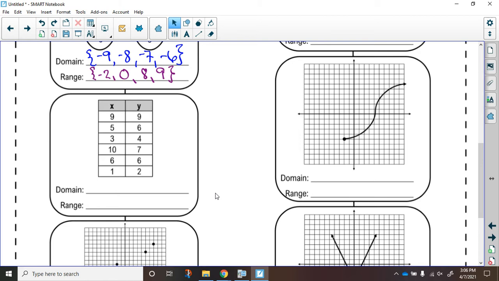Okay. For the next problem, we're looking at a table of values. So again, I want to write them in order from least to greatest. So I have 1, 3, 5, 6, 9, and 10. And for our range, we have 2, 4, 6, 7, and 9.